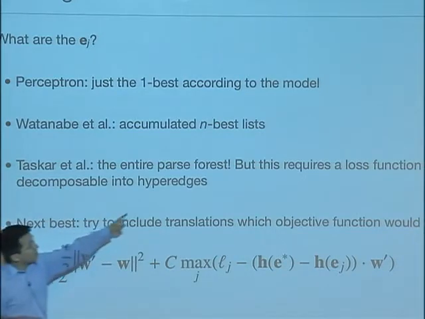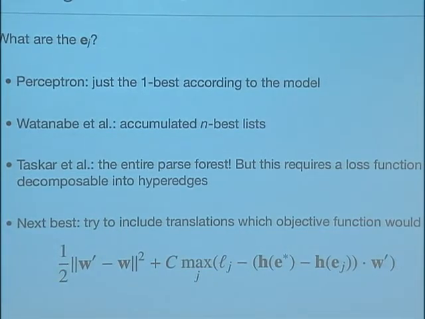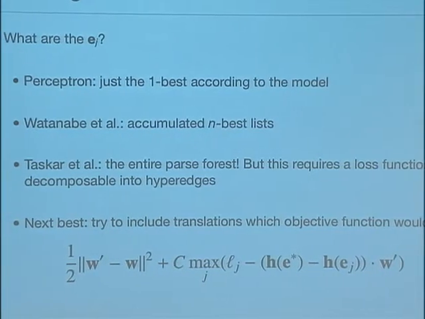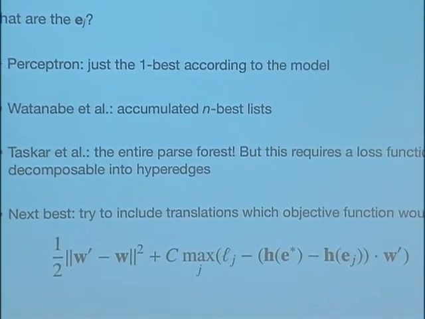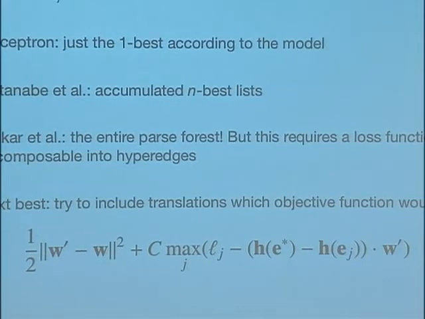But they have a formal requirement that you be able to calculate the loss function for every single translation in the forest. And the forest has an exponential number of translations. So the only way to do this efficiently is if the loss function decomposes somehow into the hyperedges of the forest. And in the case of BLEU, we can't do this, at least not exactly. So what I'm trying to do is the next best thing.